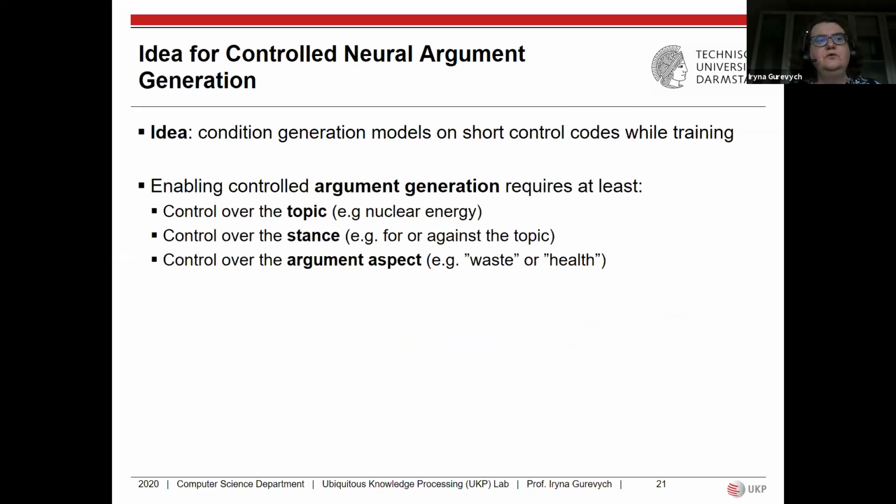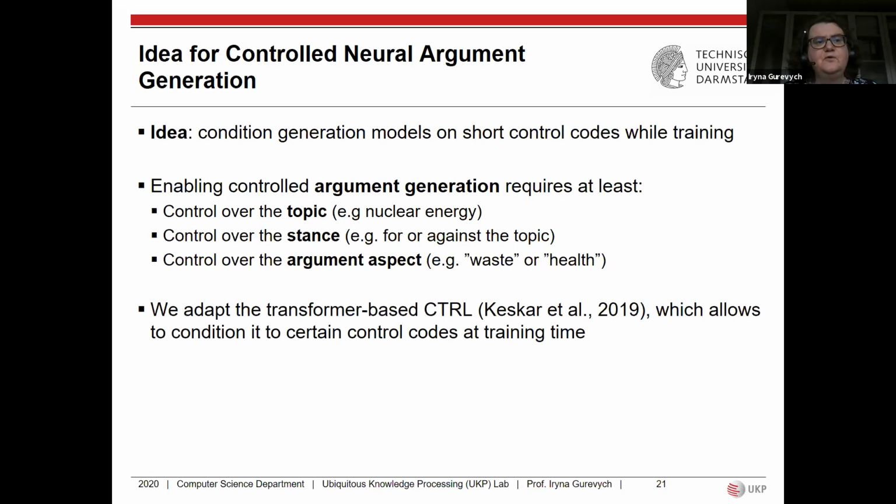So our main idea is to use conditional generation models and condition the generation on short control codes while training. To do so, our model has to allow for control over at least 3 dimensions. The topic, for example, nuclear energy, the stance for or against the topic, and the argument aspect, for example, health or waste, which represents a very particular facet about that topic. And technically, we adapt the transformer-based CTRL. It stands for Conditional Transformer Language Model, that allows to condition it to certain control codes at training time.